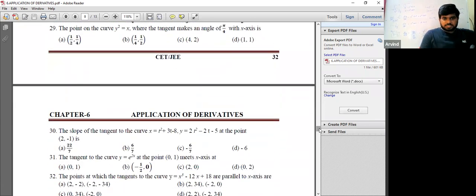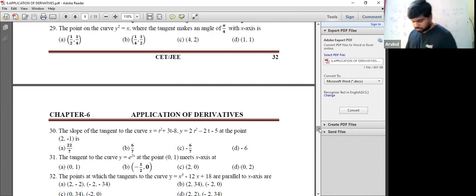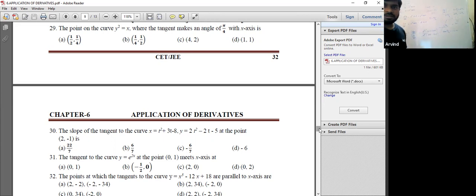The slope of the tangent to the curve x is equal to t square plus 3t minus 8, y is equal to 2t square minus 2t minus 5 at the point 2 comma minus 1. This is very easy. I'll leave it to you as a task. Just differentiate it, dx by dt and dy by dt. Then you take dy by dx at the point 2 comma minus 1 and substitute, and we'll get the answer. But here, 2 comma minus 1 are the x and y values, the t value is not given. I'll tell you how to do it.